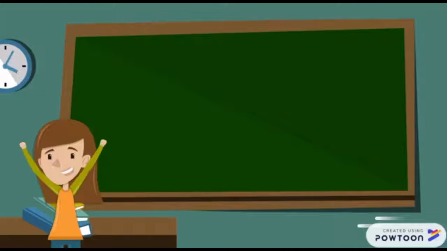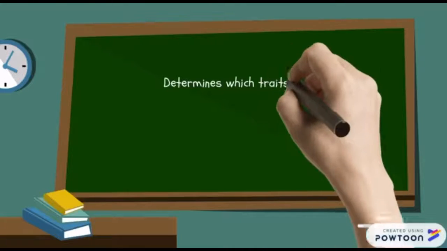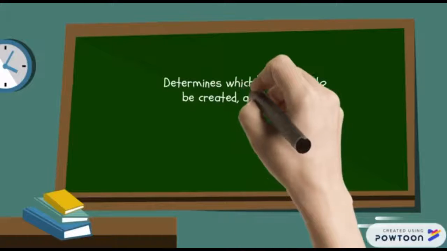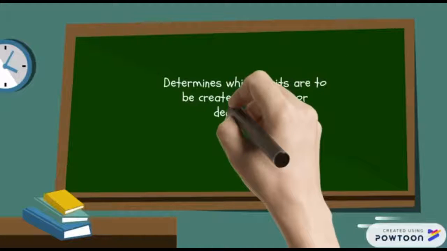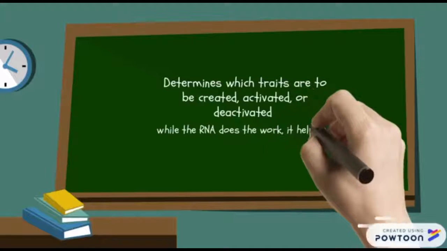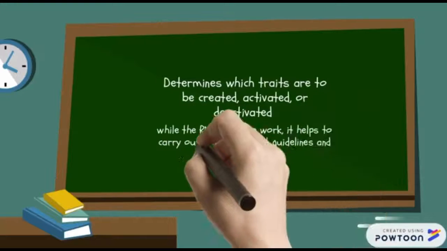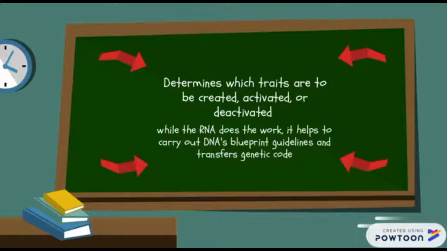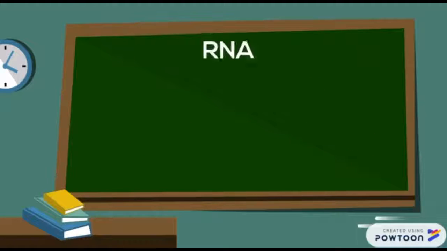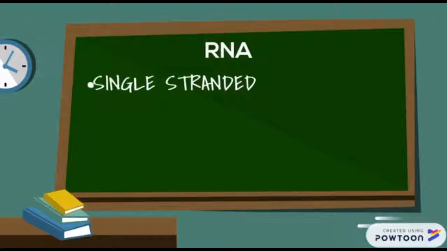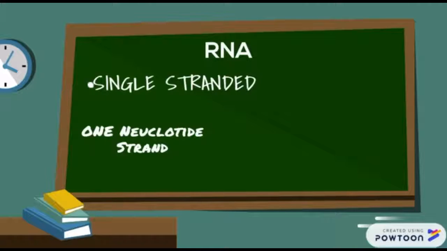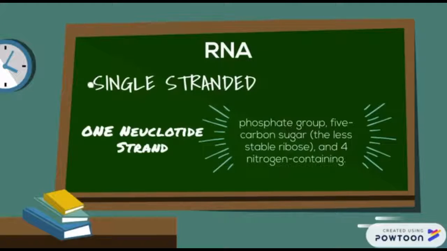The information found in DNA determines which traits are to be created, activated, or deactivated. While the various forms of RNA do the work, it helps carry out DNA's blueprint guidelines and transfer the genetic code needed for the creation of proteins from the nucleus to the ribosome. Its structure is single-stranded. Like DNA, RNA is composed of a phosphate group, a 5-carbon sugar, and 4 nitrogen-containing bases.